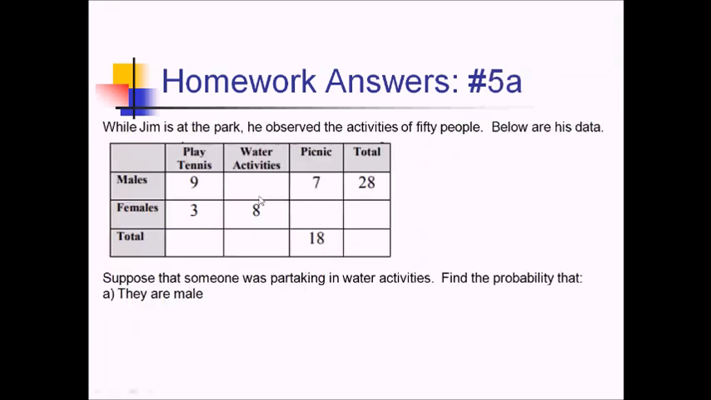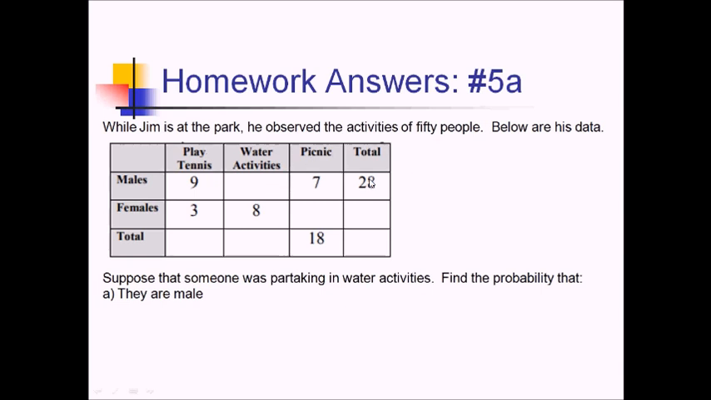For number 5, while Jim is at the park, he observed the activities of 50 people. Below are his data. So we need to fill in this table, and then we can answer a whole bunch of questions about Jim's table here. All right, so we'll do water activities first for males. Now we have 2 rows here, one for males, one for females. We have a column for tennis, water activities, and picnic. So male water activities here.